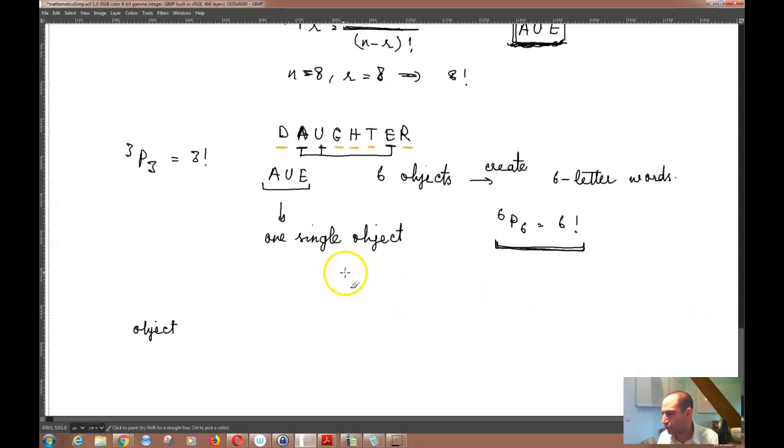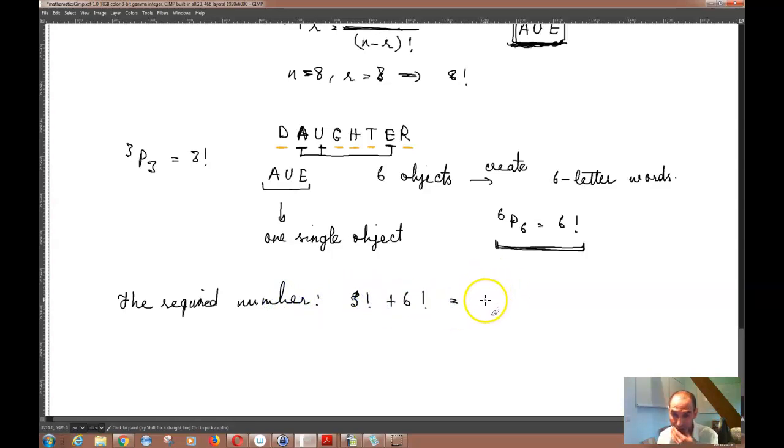That would be 3 factorial plus 6 factorial. So the required number would be 3 factorial plus 6 factorial, which is equal to 3 factorial times.